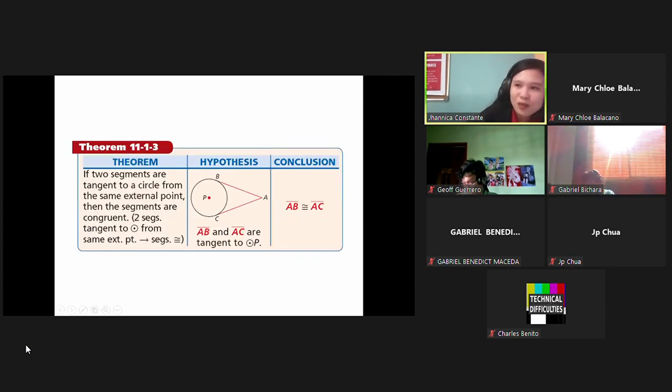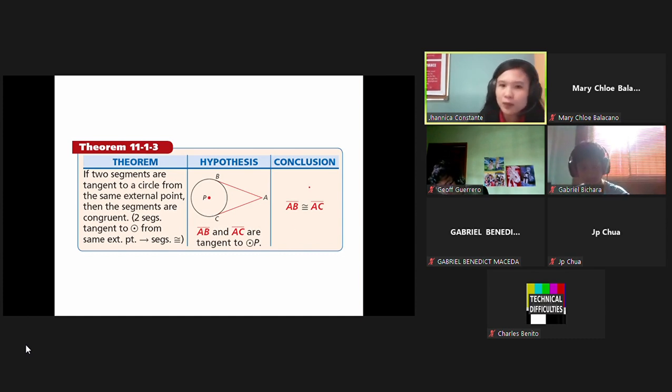The next theorem that we have: if two segments are tangent to a circle from the same external point, then the segments are congruent. This is the theorem that we have about finding the length of the segment. If we have two tangents with the same endpoint, where they form an angle, those tangent lines are congruent.